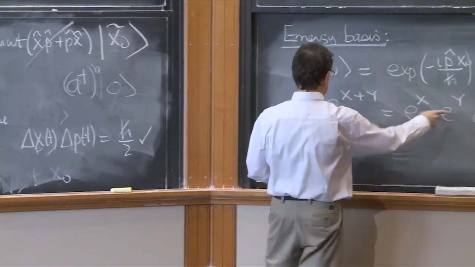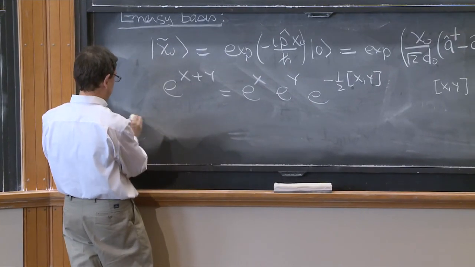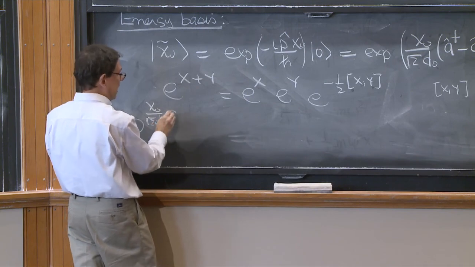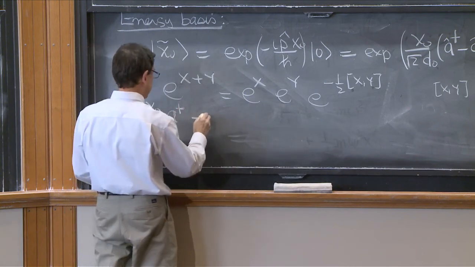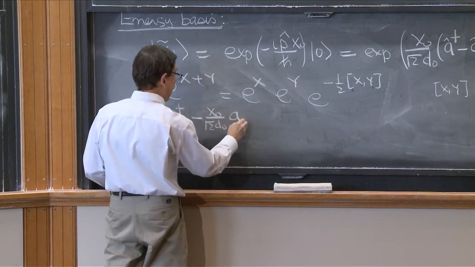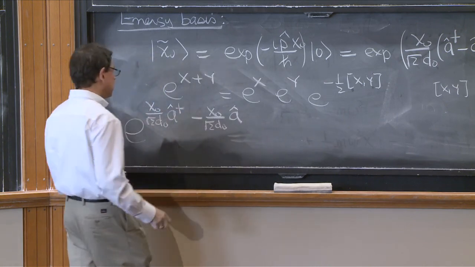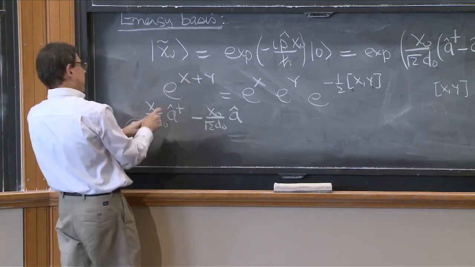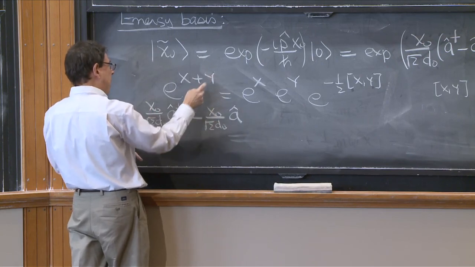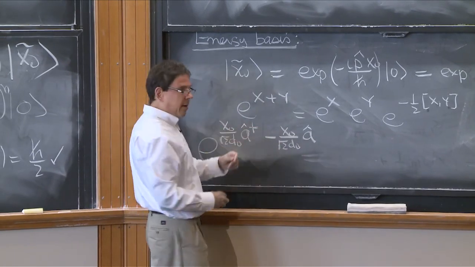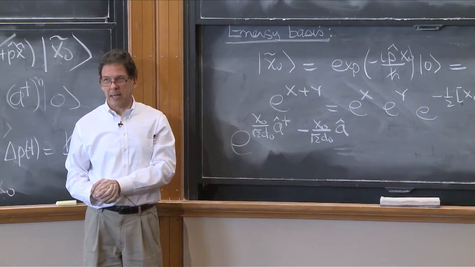On the other hand, this is a nice option, because then you think of this as e to the x0 over square root of 2d naught a dagger minus x0 over square root of 2d naught a. And I chose this analogy, x with this and y with this. It's like y is this thing minus that, and x is that. You could have done it the other way around, but then you would run into trouble again.